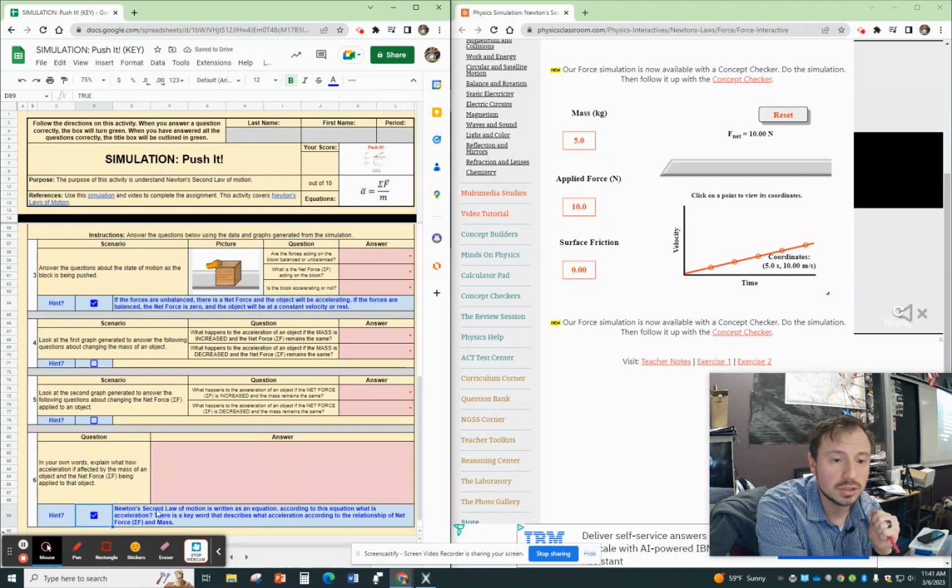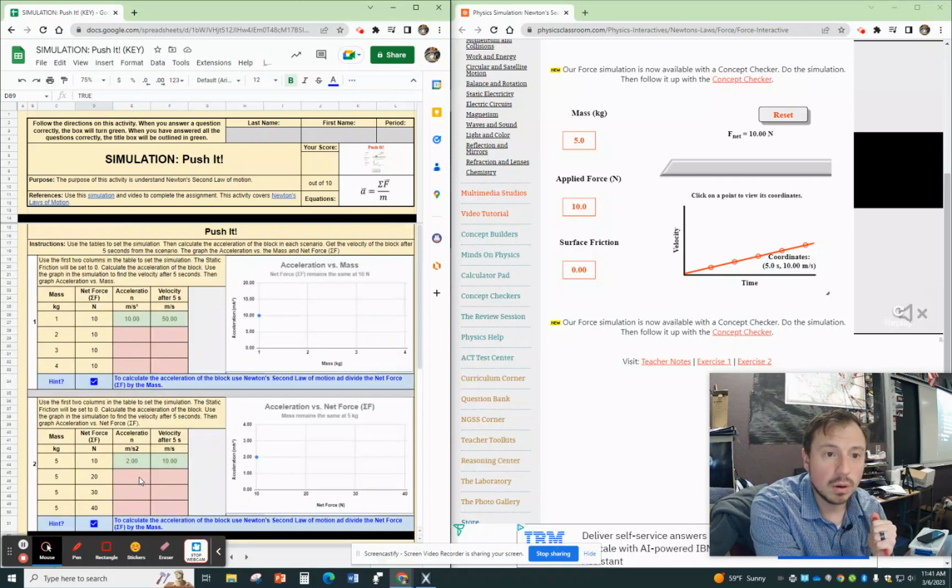Newton's second law of motion is written as an equation. According to this equation, what is acceleration? There's a key word that describes what acceleration is according to the relationship between net force and mass. So that's it. This lab is just explaining Newton's second law. So once again, this is the push-it simulation.